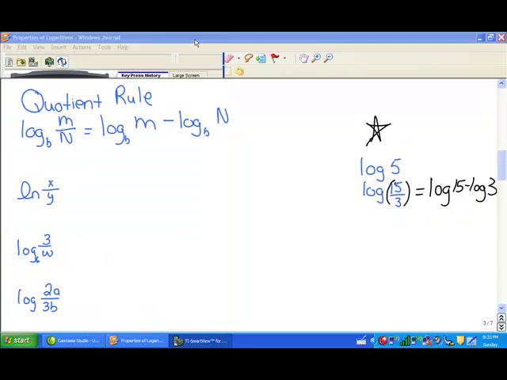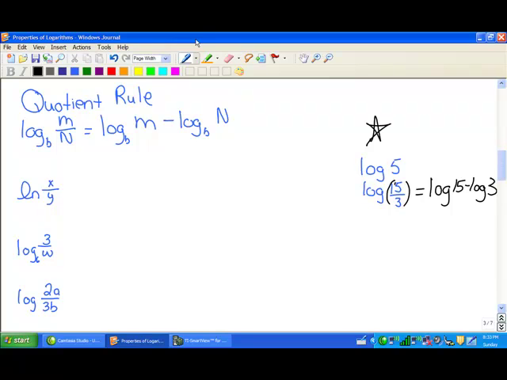So now that we've verified that the property works, let's actually practice that with logarithms. If we have the natural log of x divided by y, which is a quotient, this property now says that we can take the natural log of x and subtract the natural log of y. Or if we have log base 6 of 3 divided by w, we can expand that into log base 6 of 3 minus log base 6 of w.